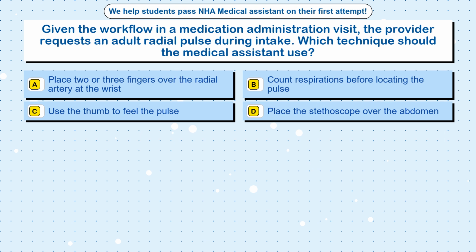Question 71. Given the workflow in a medication administration visit, the provider requests an adult radial pulse during intake. Which technique should the medical assistant use? Option A. Place 2 or 3 fingers over the radial artery at the wrist. Option B. Count respirations before locating the pulse. Option C. Use the thumb to feel the pulse. Option D. Place the stethoscope over the abdomen.